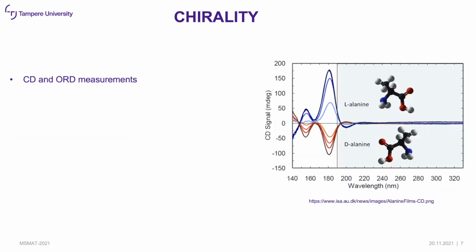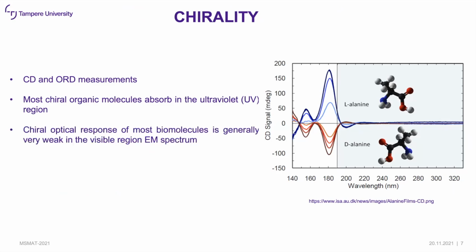At molecular and macromolecular level, you can study these chiral structures and molecules using circular dichroism or optical rotatory dispersion experiments. However, most chiral organic molecules absorb in the UV region of the electromagnetic spectrum. And the chiral optical response of the majority of biological molecules is very weak in the visible region. That means that we need high concentrations or large volumes of these molecules or analytes to study them very systematically.